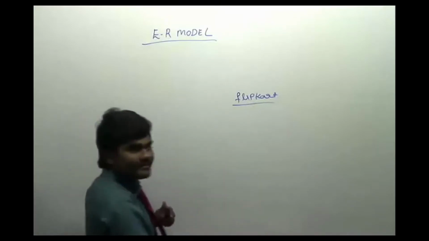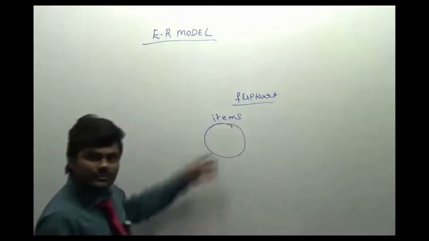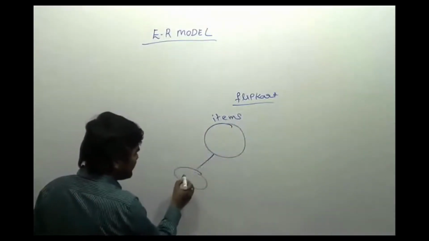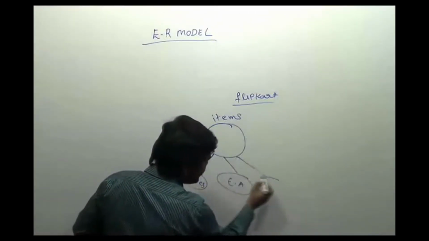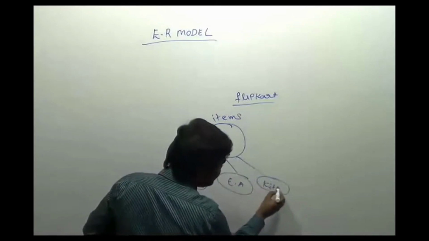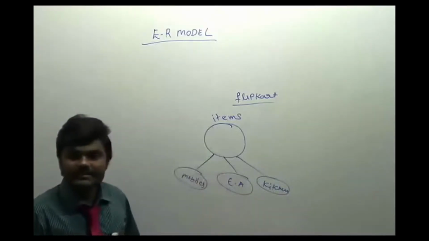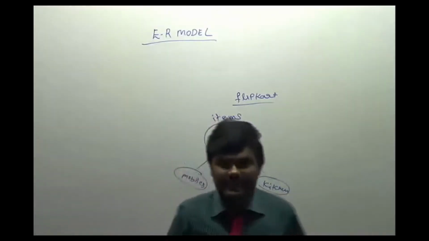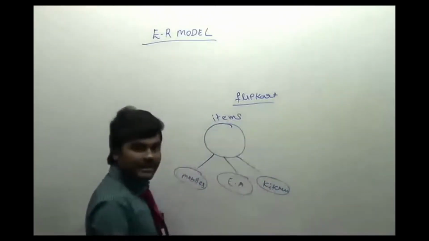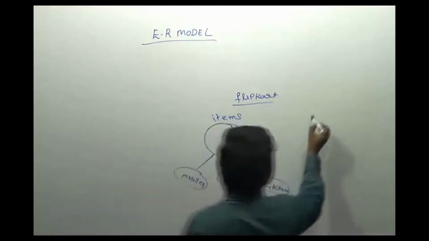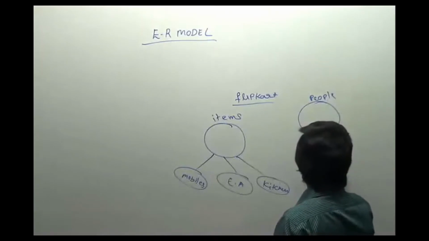What does Flipkart contain? Flipkart contains all the items. These items may consist of mobiles, electronic accessories, some kitchen items, all those things. Now suppose I have all these items, what can I do on these items? There will be some people who create accounts on Flipkart.